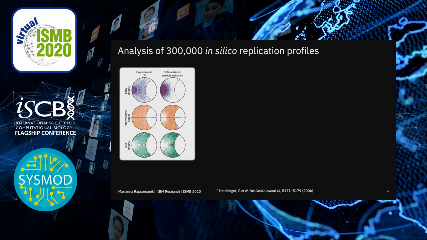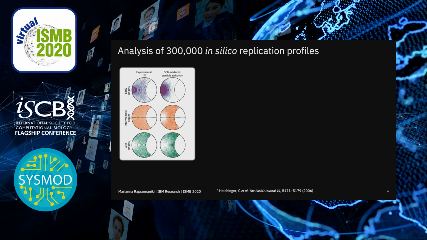We simulated the model for different values of the parameters, different structures, and under different hypotheses, and collected a total of 300,000 in silico profiles. We first examined the spatial organization of replication. The model was able to reproduce experimental evidence that I'm showing you here in the first column, only when particles had to diffuse to the SPB to get activated.